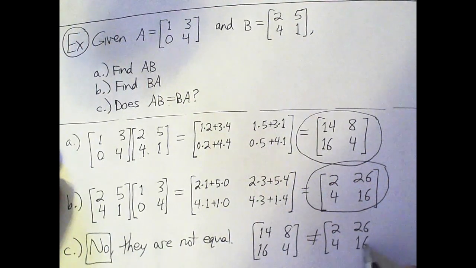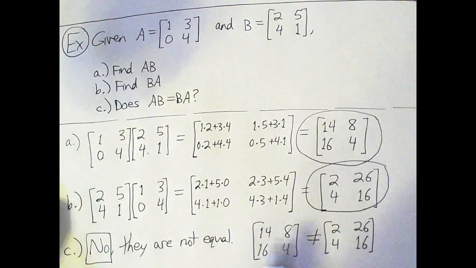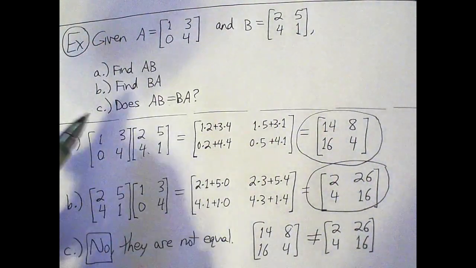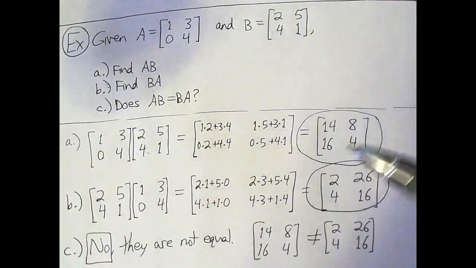In order to be equal, they would have to have the same entries in the same positions, and they don't have any of the same entries in the same positions. 14 is not equal to 2, 8 is not equal to 26, and so on. So what we've just learned is that the order matters.